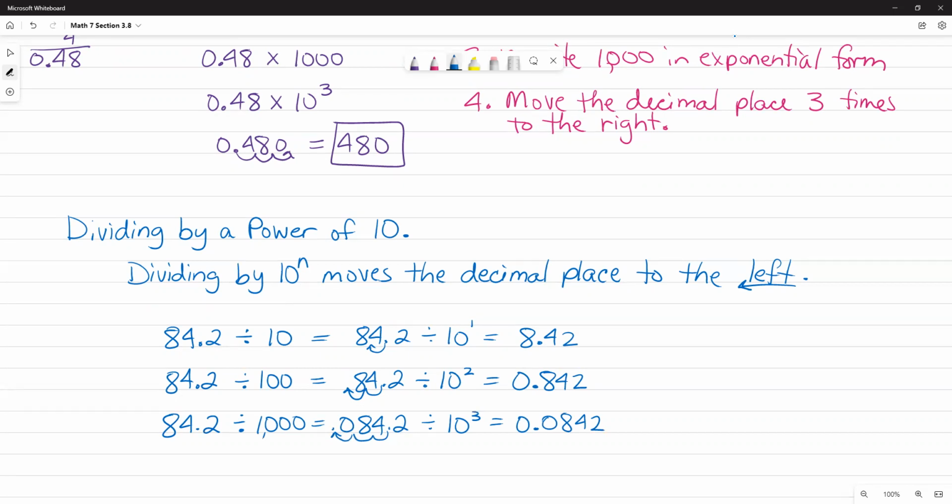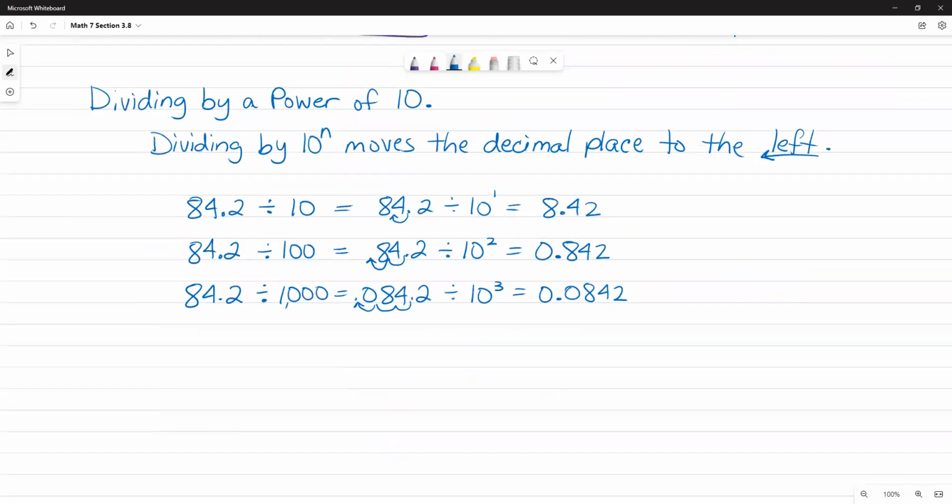So again, when we divide by a power of 10, you move your decimal point to the left, the same number of places that is indicated by the exponent. So let's look at our example. I want you to divide 5.7 divided by 10,000. Super tiny number.